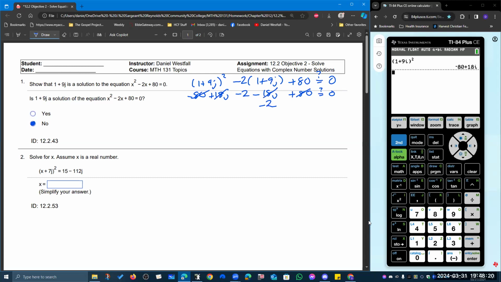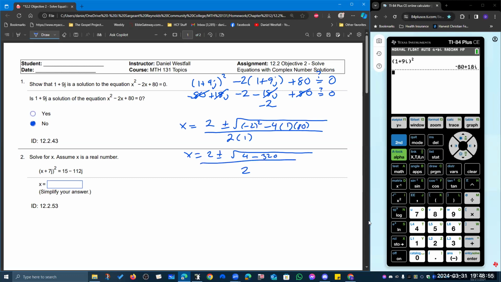Now we also could find the solutions using the quadratic formula and see if they match, if this would be one of the solutions. So let's do it that way. We're going to say x is equal to negative b plus or minus the square root of b squared minus 4ac, all over 2a. So x is equal to 2 plus or minus the square root of 4 minus 320, over 2, is 2 plus or minus root negative 316 over 2.